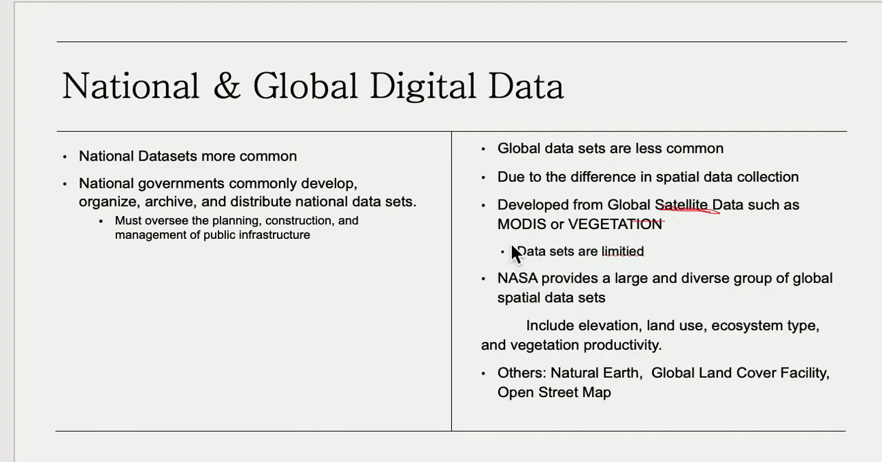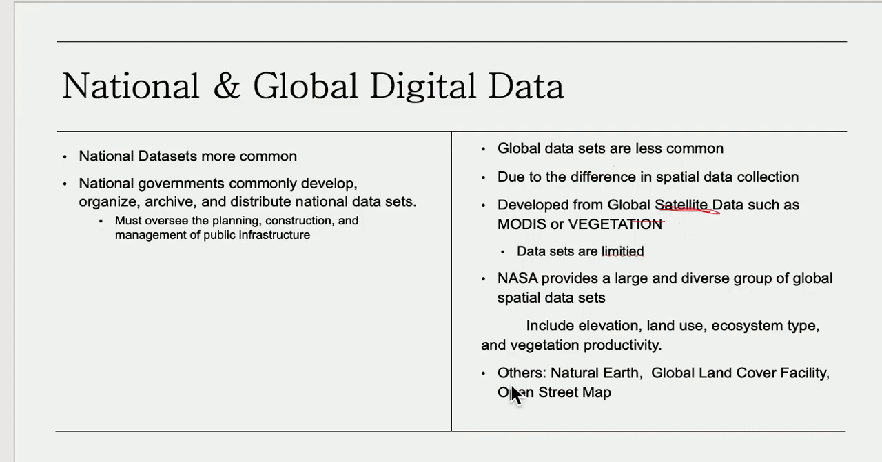And data sets are limited, and NASA provides a large and diverse group of global spatial data sets, which include elevation, land use, ecosystem type, and vegetation productivity. And this is due to their leadership in the development and application of satellite images at a range of spatial scales. So if you go to the NASA website, you'll be able to download these satellite imageries.